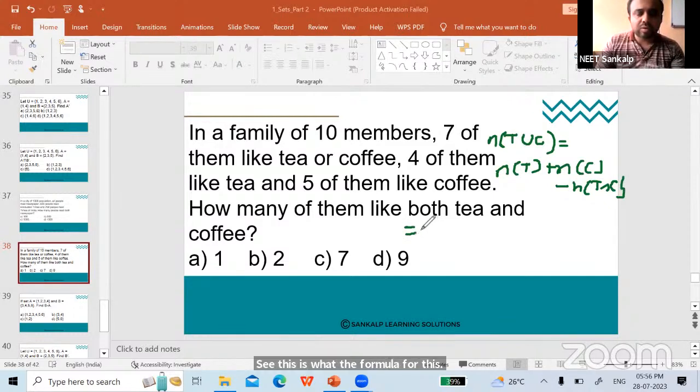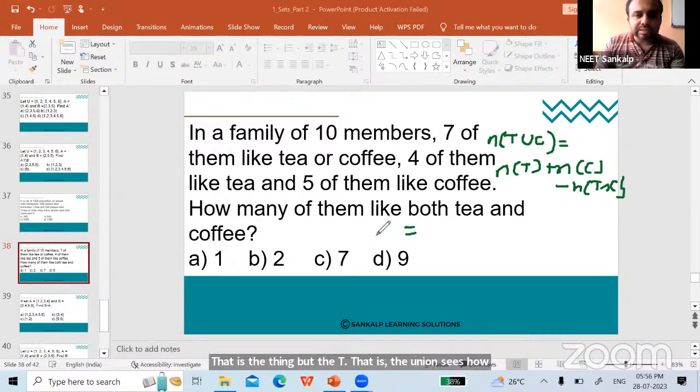Okay. Now, what is N of T union C here? It is a family of 10 members, 7 of them like tea or coffee. Tea or coffee in the sense of what? That is nothing but T union C. So T union C is how much? It is 7. Is that clear?